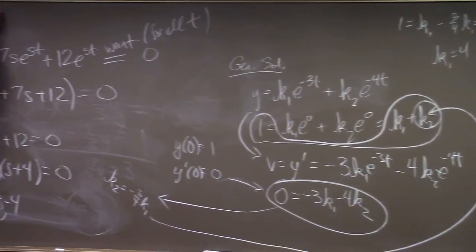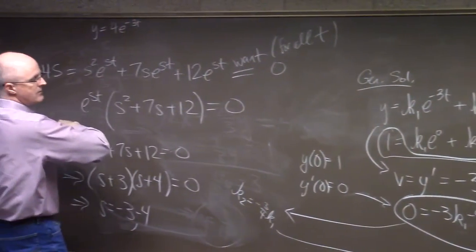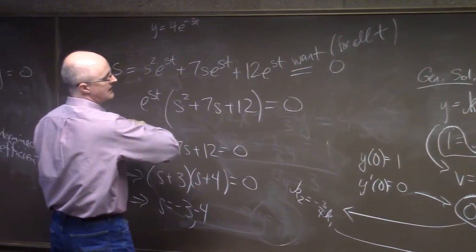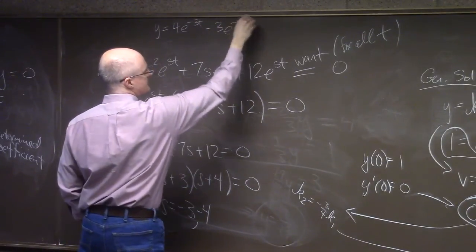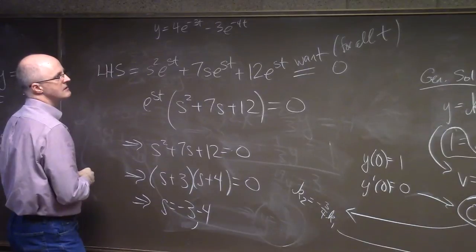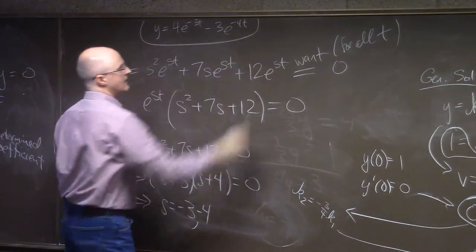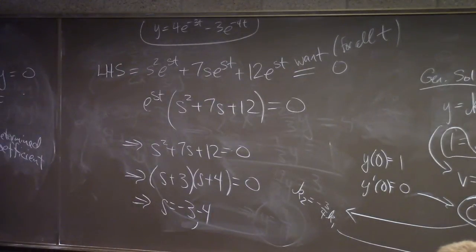And the unique solution of the initial value problem then would be 4 e to the negative 3t minus 3 e to the negative 4t. Is that right? I believe so. That would be the unique solution to the initial value problem, if I haven't made any mistakes. Does it look good to people?